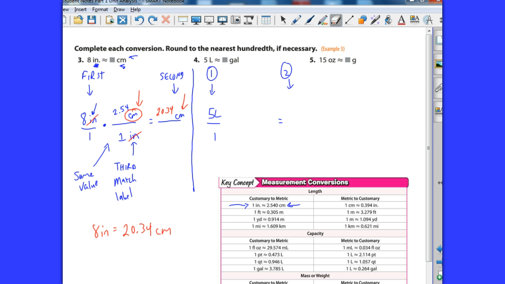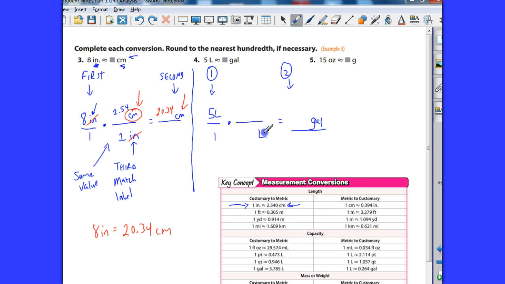You're going from liters to gallons, and gallons are on top of the fraction. Now, the next thing you do before you do anything else is you have to put liters there, because you have to match these two labels.